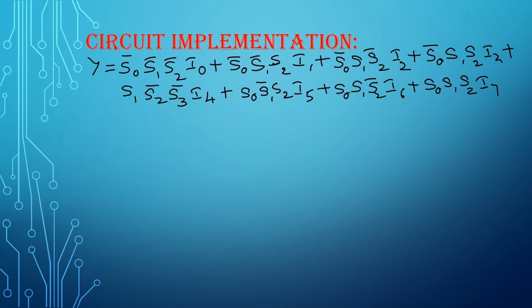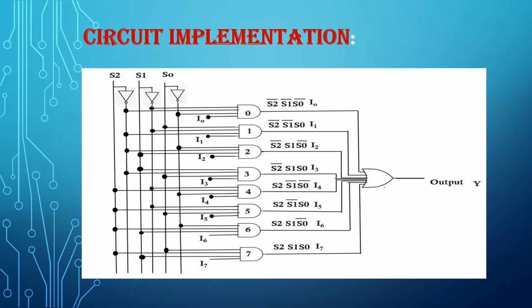Now let's draw the hardware circuit. And this is the final hardware circuit for the 8x1 multiplexer. Here S2, S1, S0 are the selection inputs and I0 to I7 are the input lines. Here S2 bar, S1 bar, S0 bar and I0 are connected to one AND gate, and similarly S2, S1, S0 and I7 are connected to another AND gate, and all these multiplication terms are added with the help of an OR gate. Here the OR gate output is the final output.